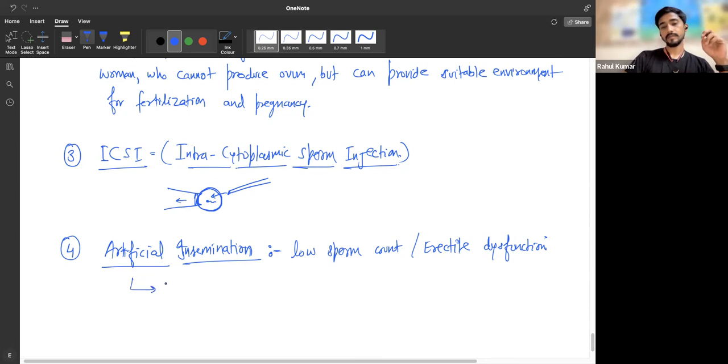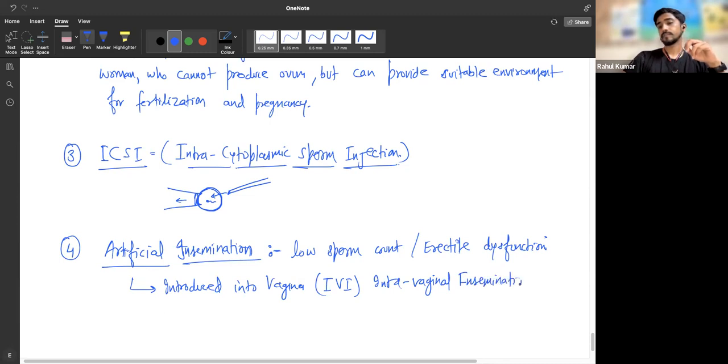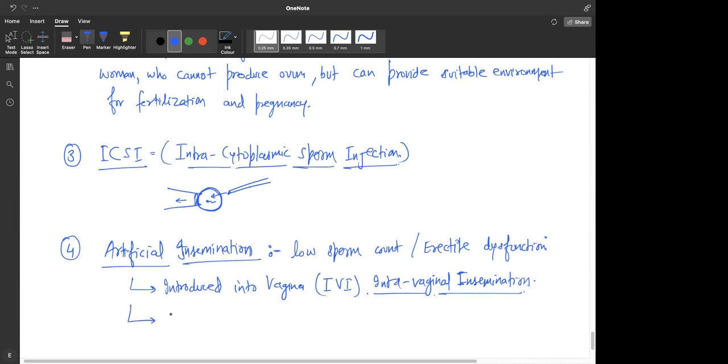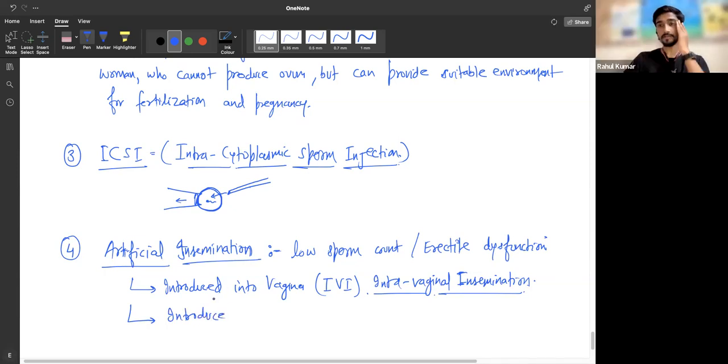So it can either be introduced into the vagina, in which case it is called IVI, intravaginal insemination. If you have enough sperms and you think that the sperms are healthy, then put it in the vagina, like normally the male could have done, right? If you want to be double sure, then you can also introduce it into the uterus directly. So you save half of the journey, right?